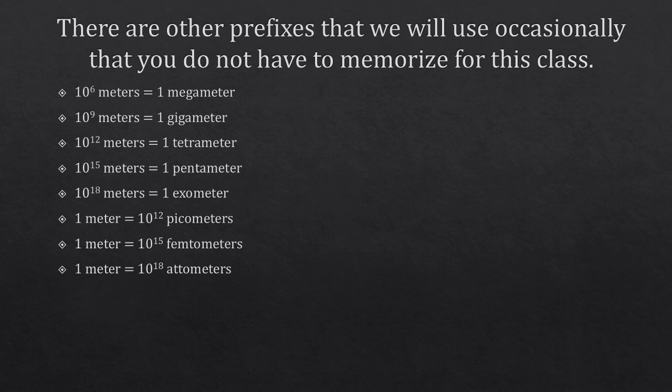You also have really small ones, things like picometers and femtometers. So for example, this can be useful if you're talking about what's the radius of a single nucleus, or an atom, or you're talking about a subatomic particle. This may come up. But we're not going to use them that commonly in this class.